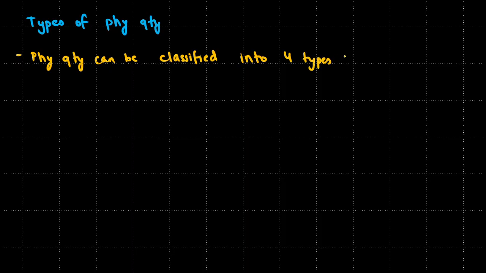So, physical quantities can be classified into four types on the basis of some rules. Let's write what are they.